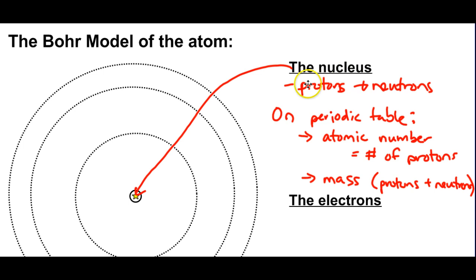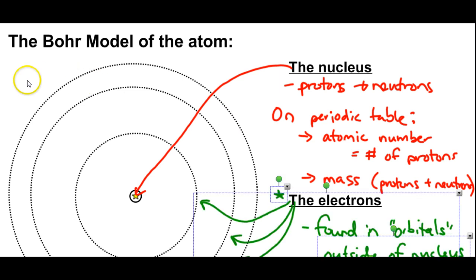So in the nucleus, we have a couple of particles, protons and neutrons. And the way that we see these represented on the periodic table, and some of the patterns that we'll look at, are the atomic number, which is related to and is exactly the same as the number of protons. And then it's also related to the mass. So the mass is actually accounted for by both the protons and the neutrons. They make up the mass of the atom.